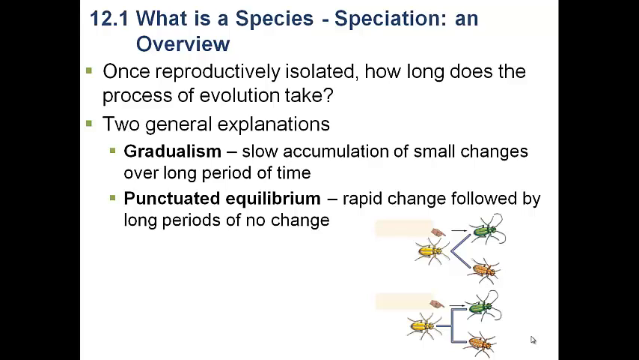Punctuated equilibrium is a phenomenon that helps us to understand evolution today, and it's widely believed, although not unanimously among scientists, that punctuated equilibrium helps us explain how evolution occurred and how much of the biodiversity that we see in the world came about.